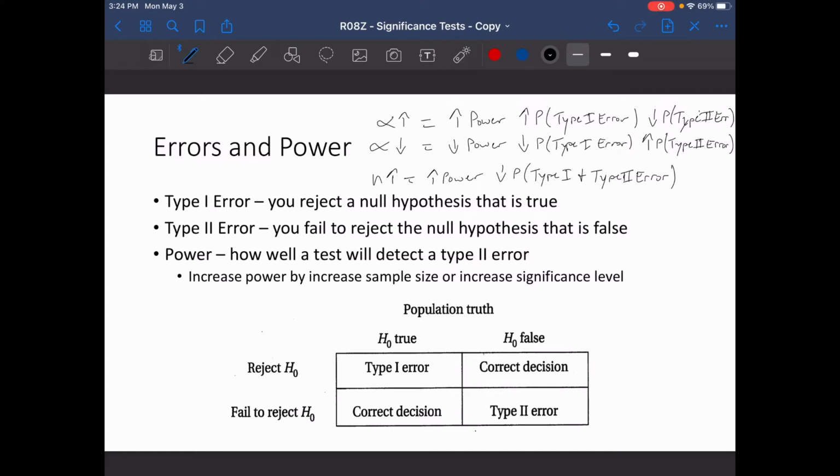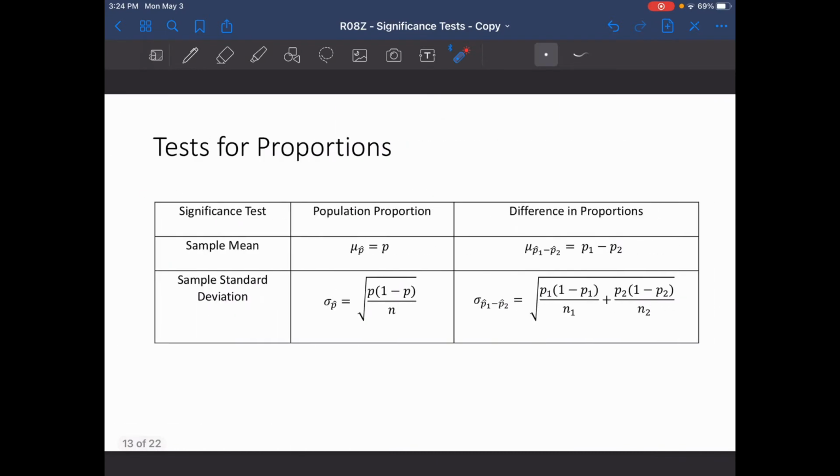So the safest way to increase power, essentially, or what they're trying to get at, is to increase the sample size. However, if you do increase the significance level, that will increase power, but at the same time, it will also increase your probability of a type 1 error as well. So that's just kind of what's important to know. But that's the relationship between increasing and decreasing significance levels as well as sample sizes itself. So let's go ahead and look at these tests for proportions real quick.